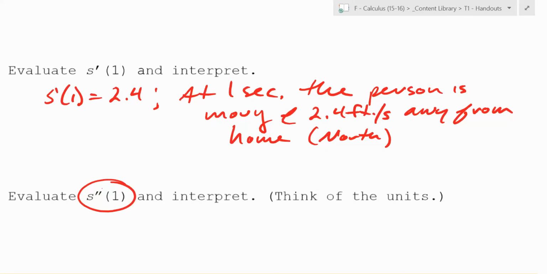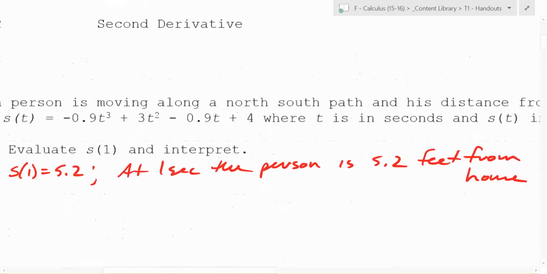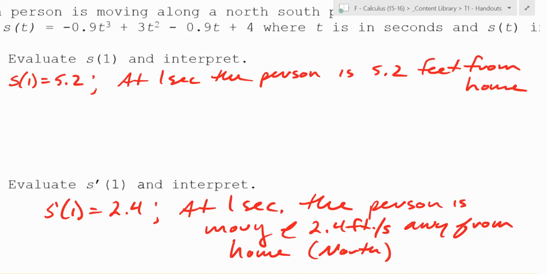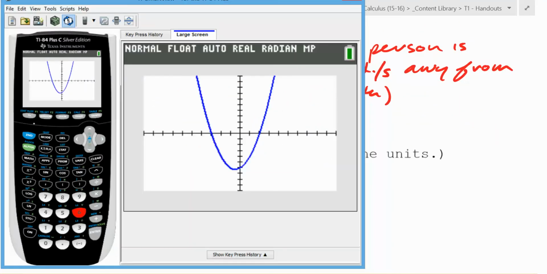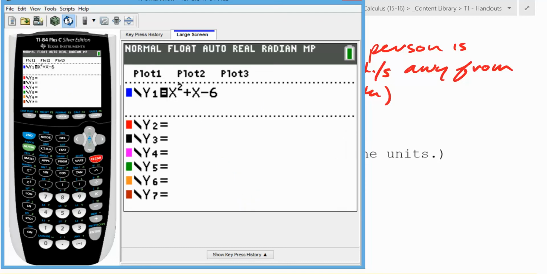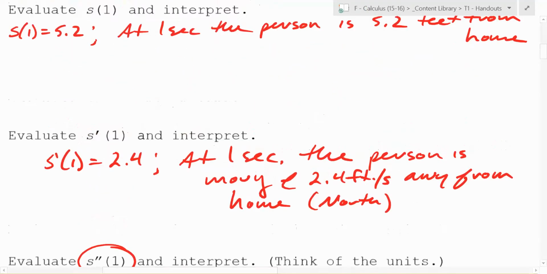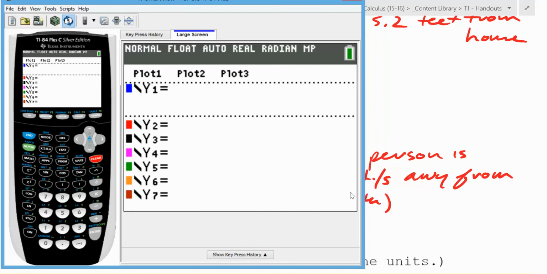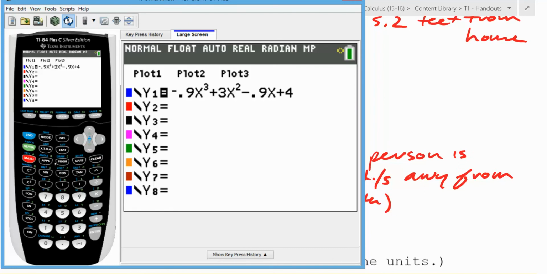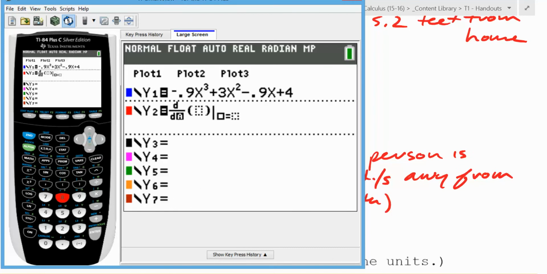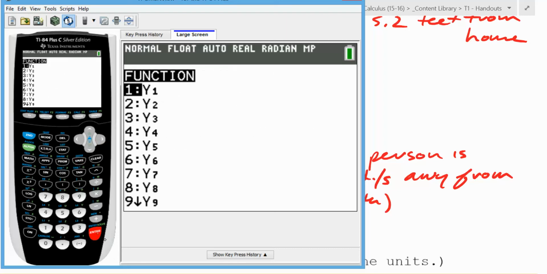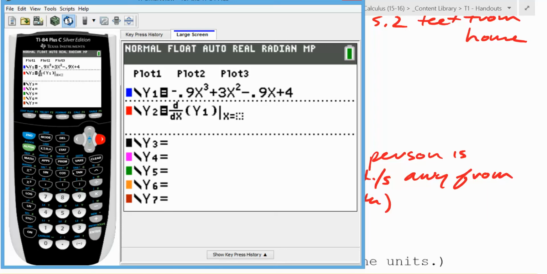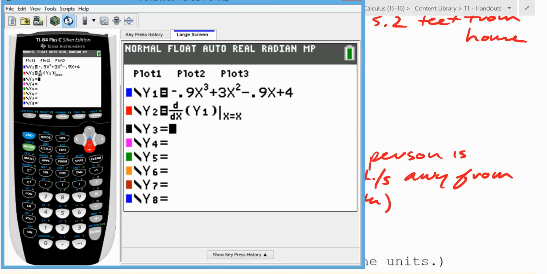So if you wanted to do S double prime of 1, could you use your calculator to do that? Absolutely. You absolutely could use your calculator to do that. How would you do that? Well, what do you plug in for y1? What was the function? Can someone read me the function, the original one? Then you do math, and then what? 8, remember nDeriv? It's going to look different for some people, but then what do you plug in right there? You plug in y1, correct? Y1, and then you do x equals what? X.